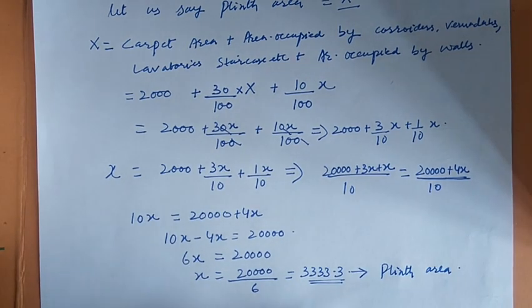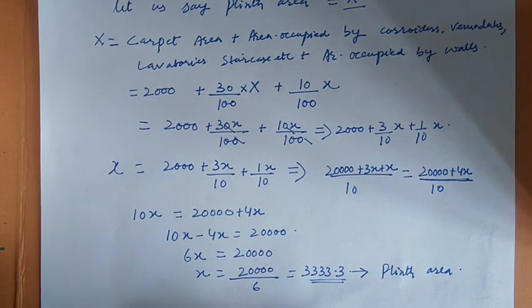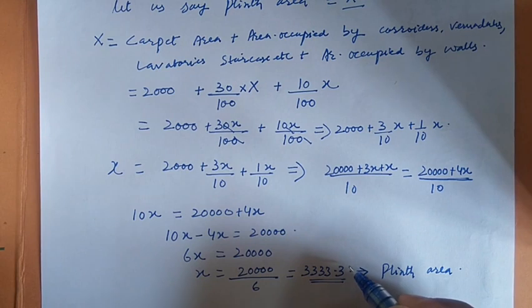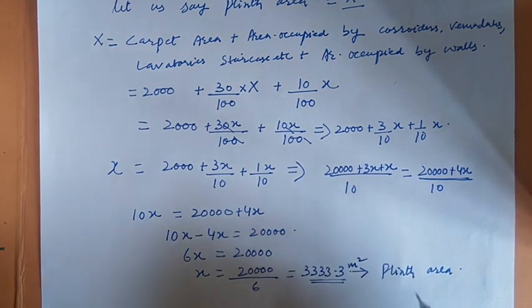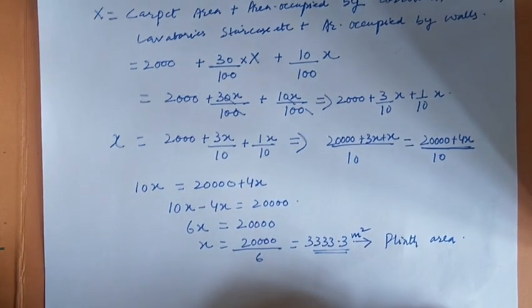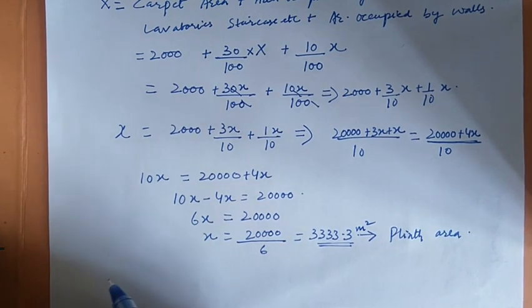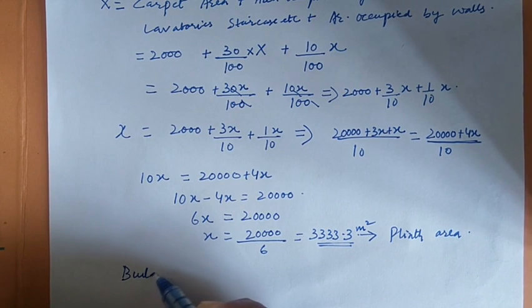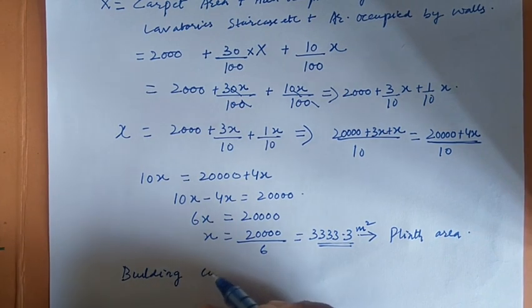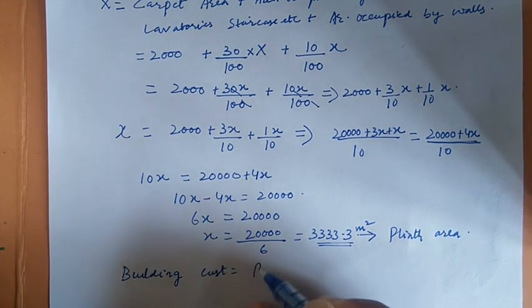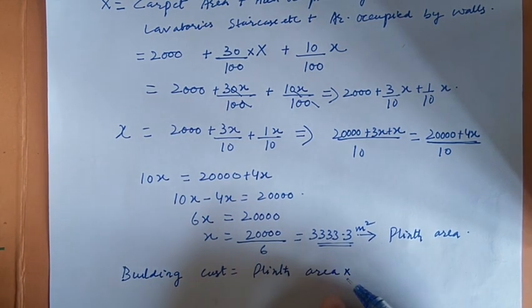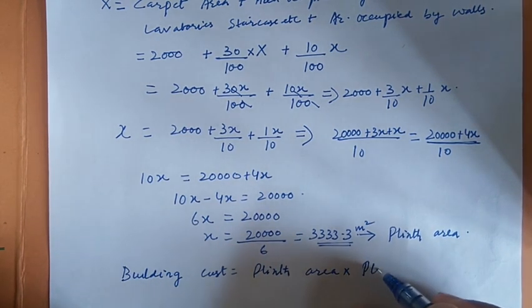So we have now calculated the plinth area, which is 3,333.3 meter square. After that, we will now calculate the building cost. Building cost will be equivalent to plinth area multiplied by plinth area rate.